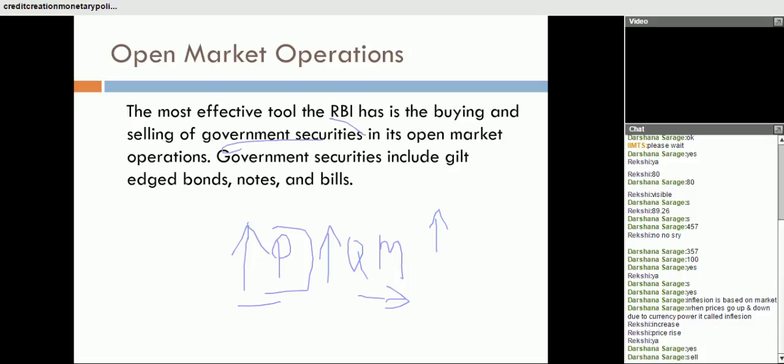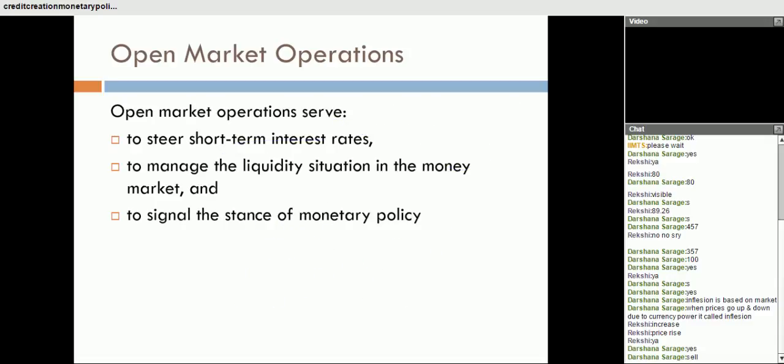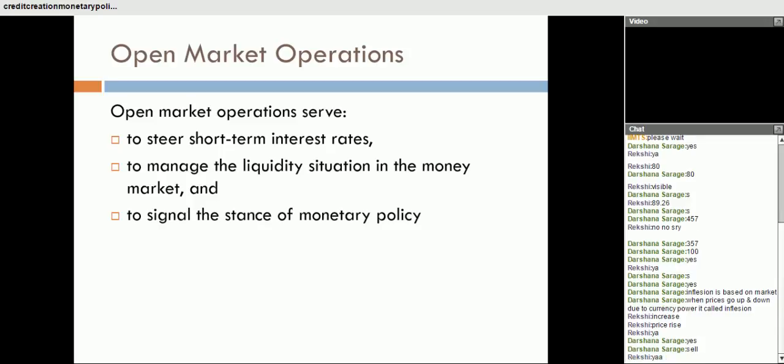And these government securities can be gilt-edged bonds, notes, and bills. Gilt-edged means those which are backed up by gold. Did you understand that? Open market operations. How is it effective? Open market operation serves to steer short-term interest rates, to manage the liquidity situation in the monetary market, and to signal the stance of monetary policy.